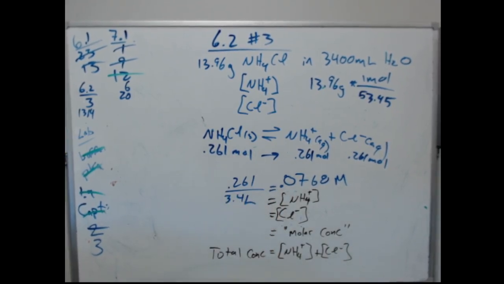The place where it gets strange is if we had something that wasn't a 1-to-1 mole ratio. If we had something like a 2-to-1 mole ratio, then we'd have to plug in and figure out, you know, it'd be like 0.0768 and double that if it was magnesium chloride instead. And then that would change the total concentration and the molar concentration and shift everything a little bit.